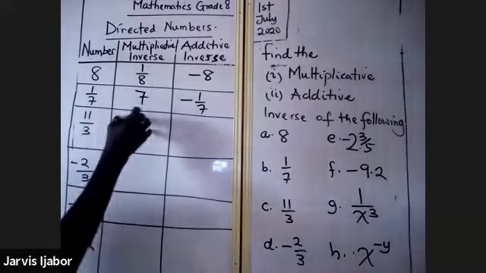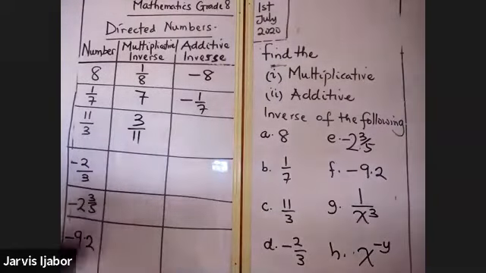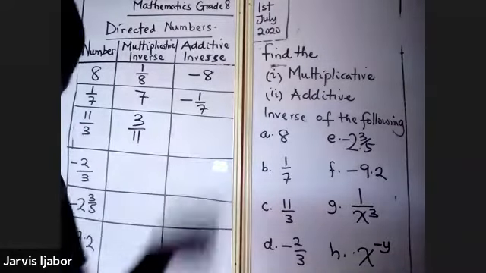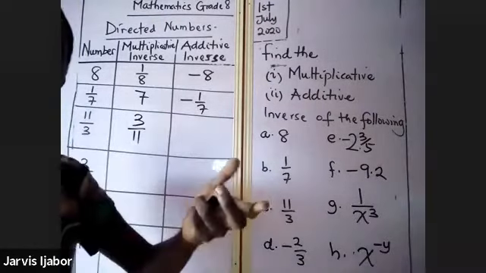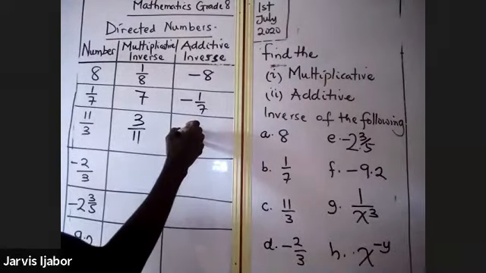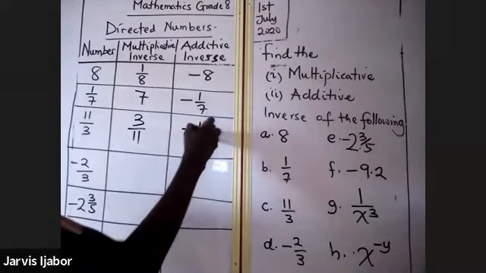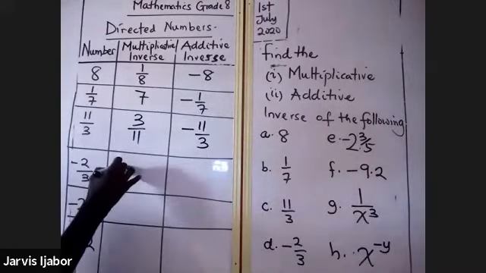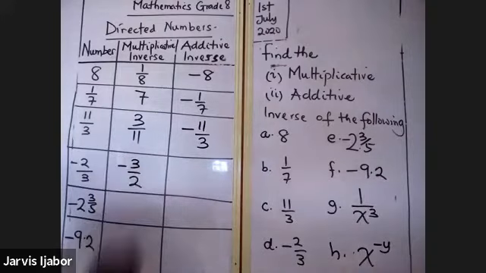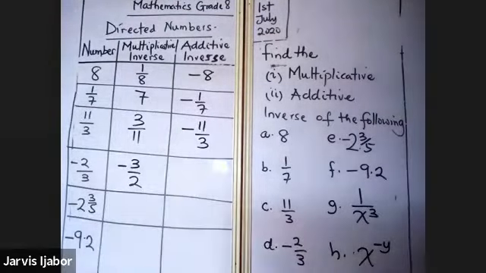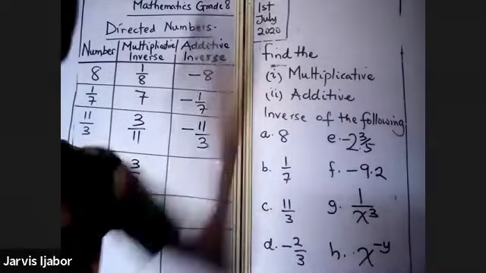For this one, it will be 3 over 11. The reciprocal of 11 over 3 is 3 over 11. It means turn it. This one will now be minus 11 over 3. Look at this one. This will be minus 3 over 2. Now, for multiplicative inverse, if the number is negative, the inverse must be negative.